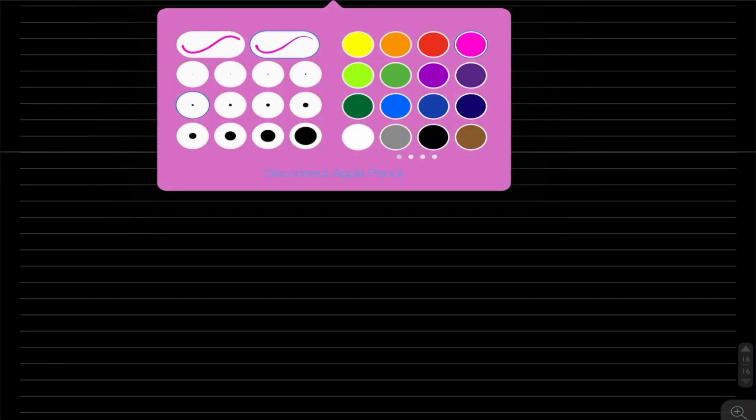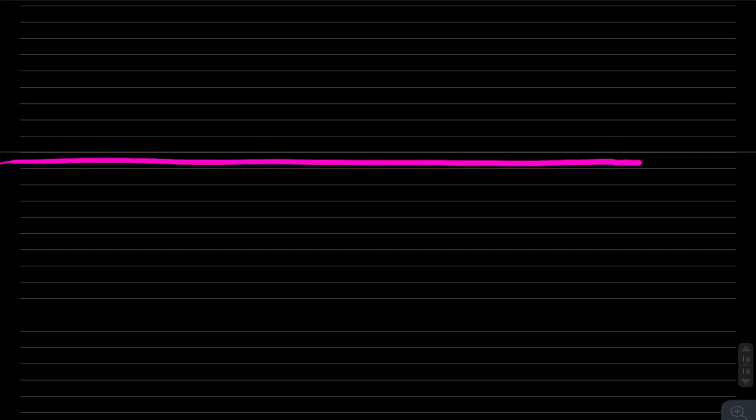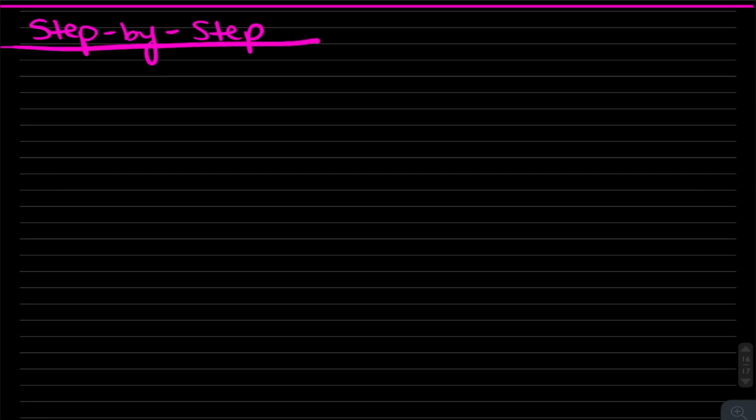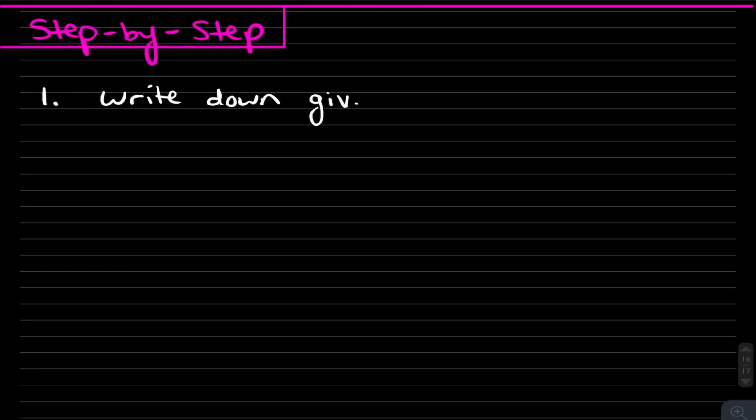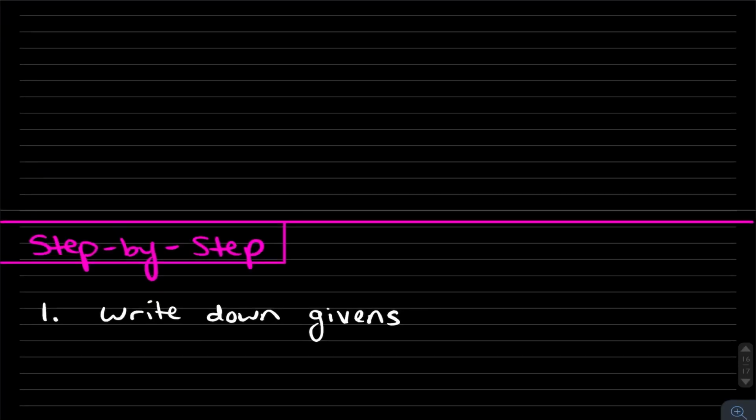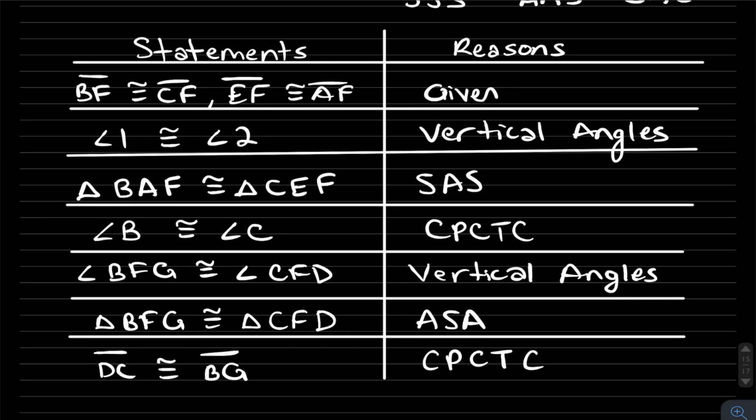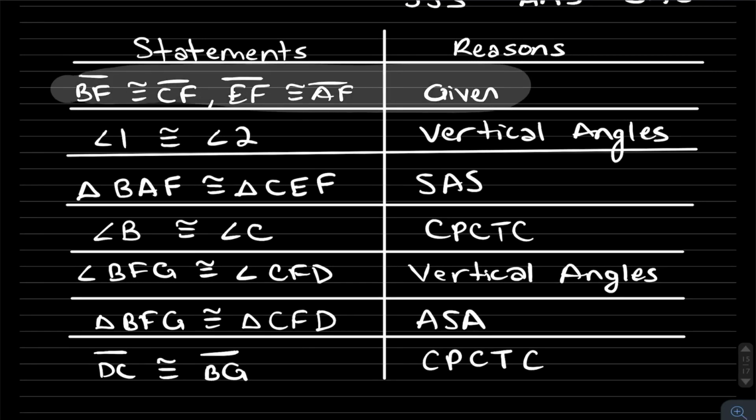the way I would go about proofs. And all proofs are different, but here's my recommended step-by-step. Here's the one that I've been preaching this entire video. The first thing is to write down your givens. That's the first thing we always start with. We always have one thing that's a given.